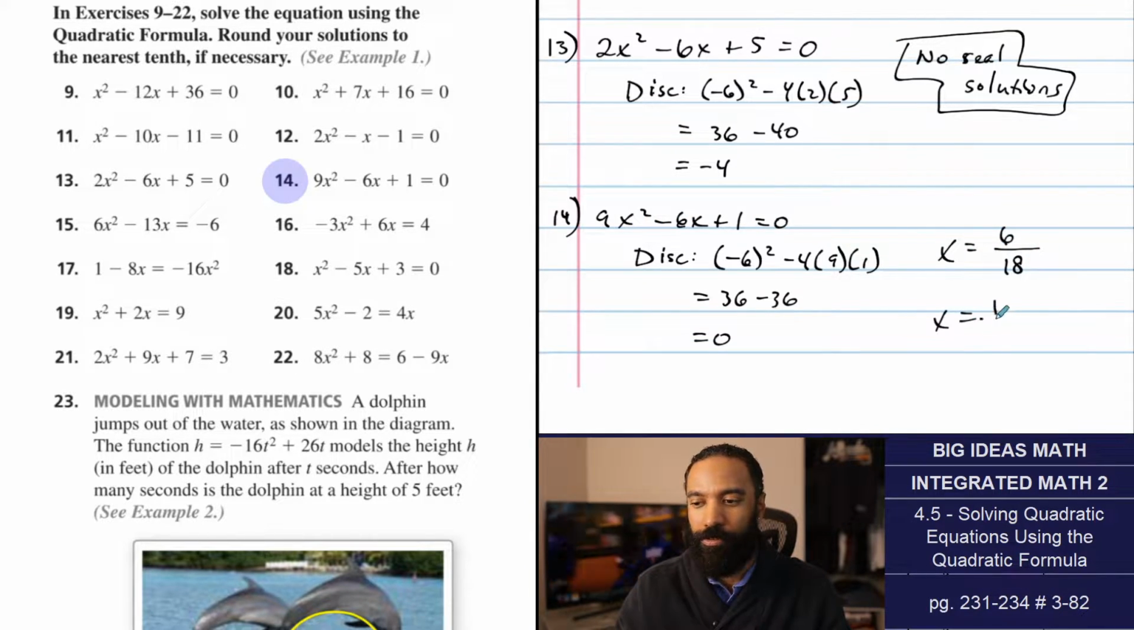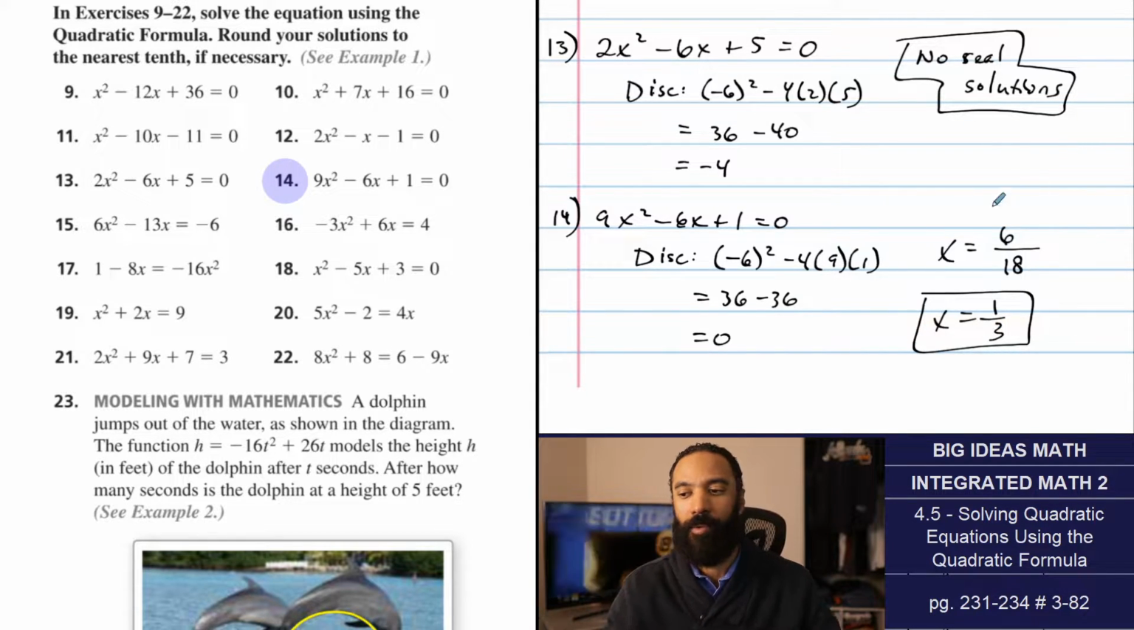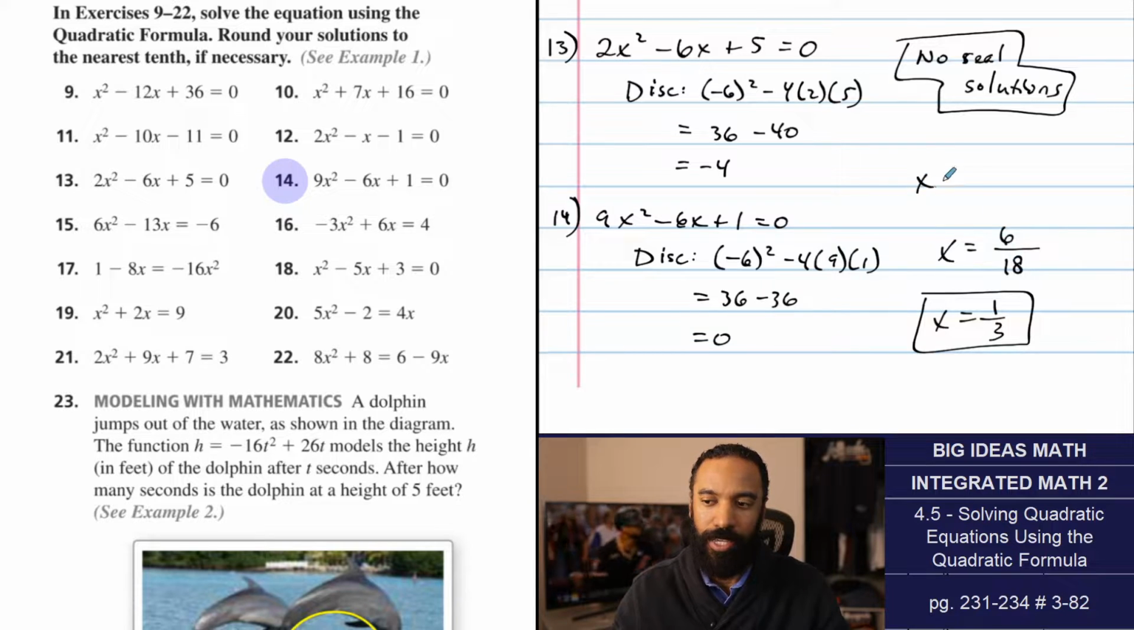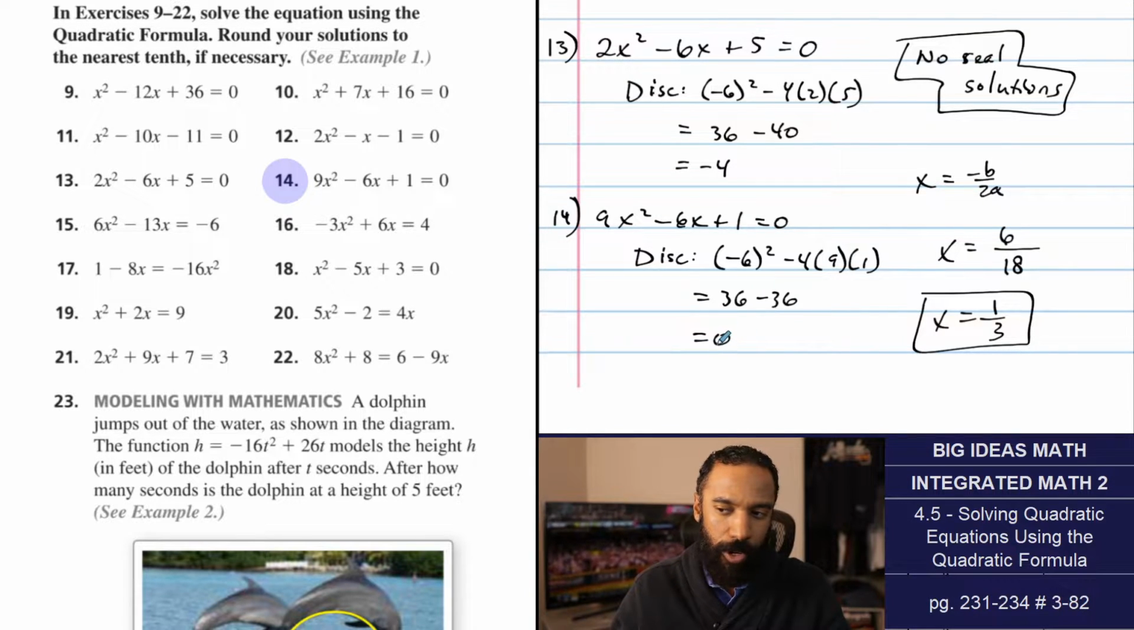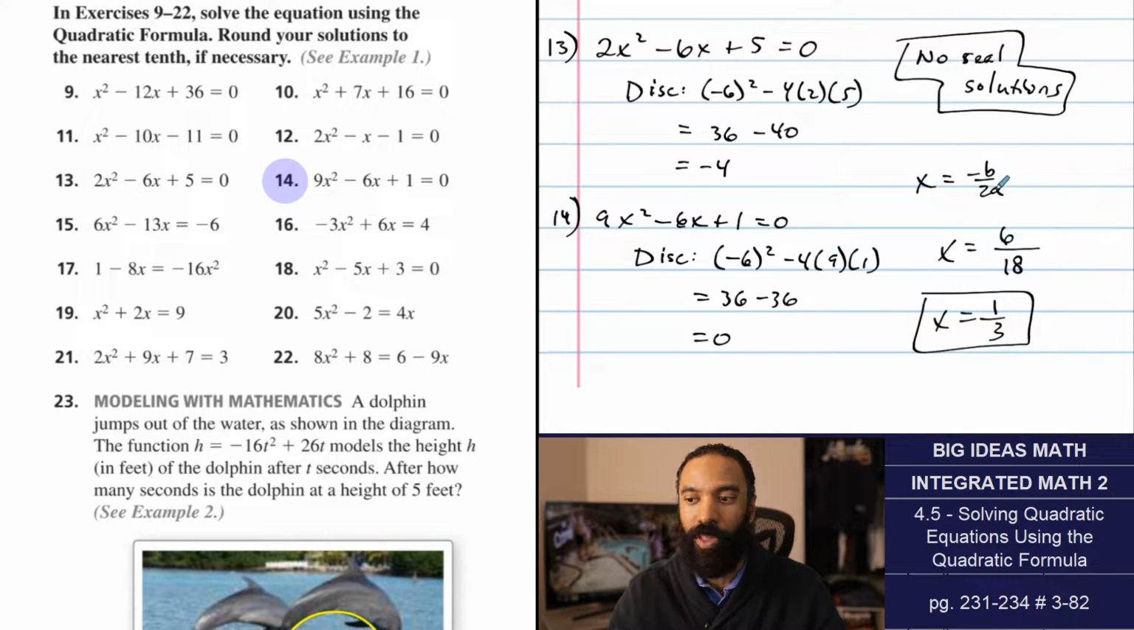If I'm going too fast, we'll pause it for a second, but think about what we just did. What did I just do here? Negative b over 2a. How come? Because we're adding or subtracting nothing. The discriminant is 0. So negative b plus or minus the square root of b squared minus 4ac, which is 0, nothing's there, all divided by 2a. Well, just negative b over 2a.